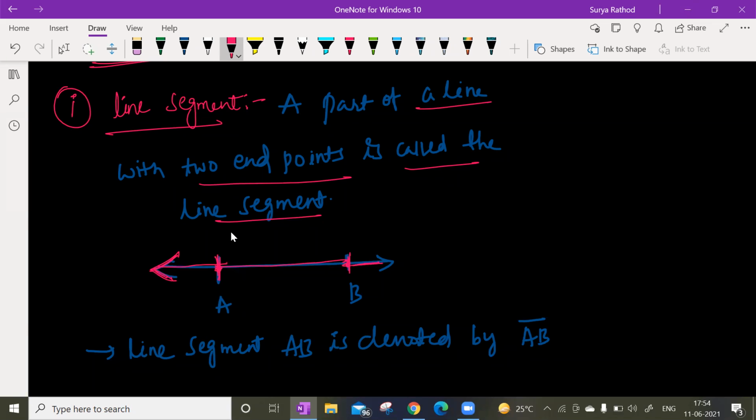What is the meaning of this arrow here? It extends indefinitely. Yes, it goes indefinitely. So this is my endpoint. If I talk about only this green color region, it means it is ending here itself. So line segment AB is defined by what? AB bar. Understand, children? Any doubt in understanding this? No doubt, sir. Very simple.